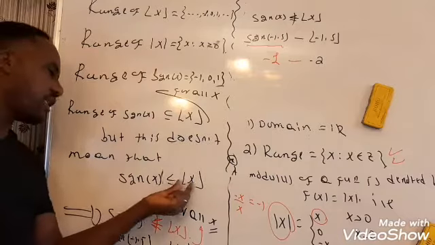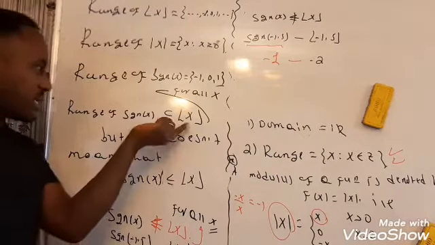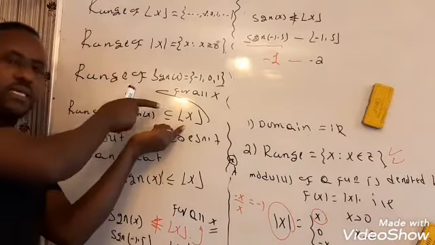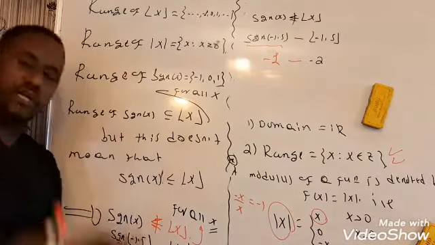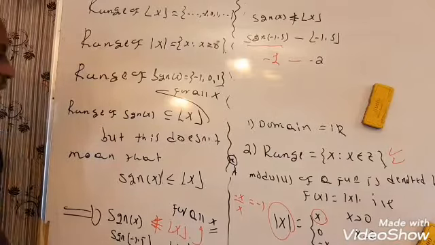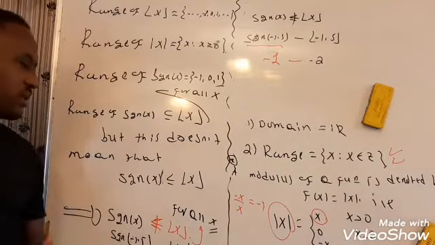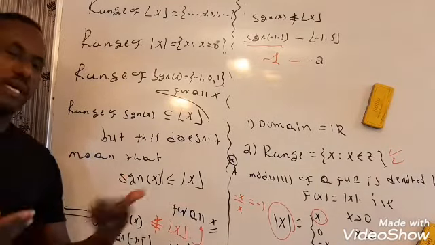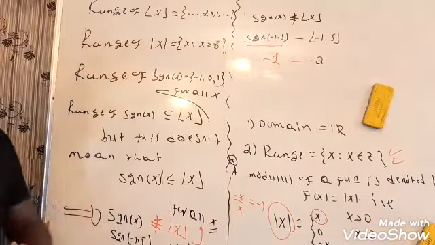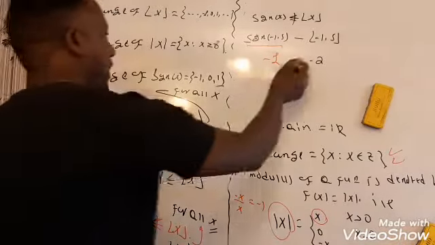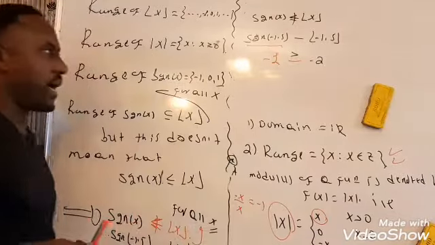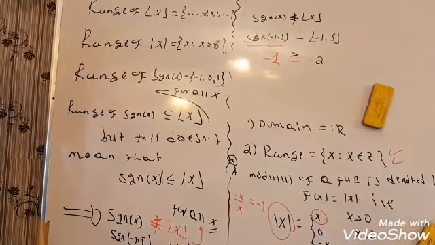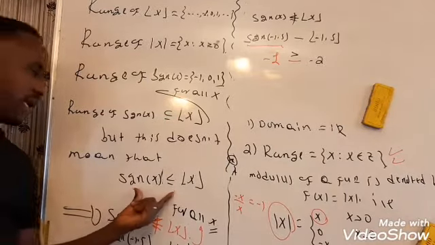Signum of x is not always less than this. This means signum of x is not a subset of floor of x. Signum of x value is not always less than. Because here we can see negative 1 is greater than negative 2. Minus 1 is greater than minus 2. So this doesn't mean that.